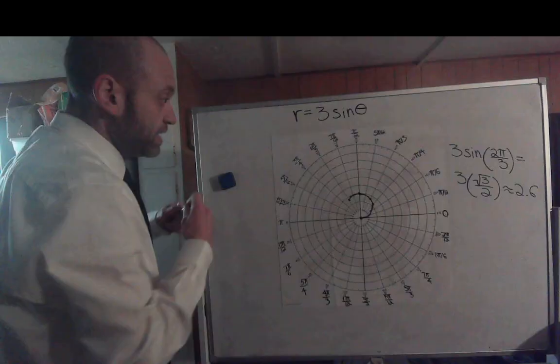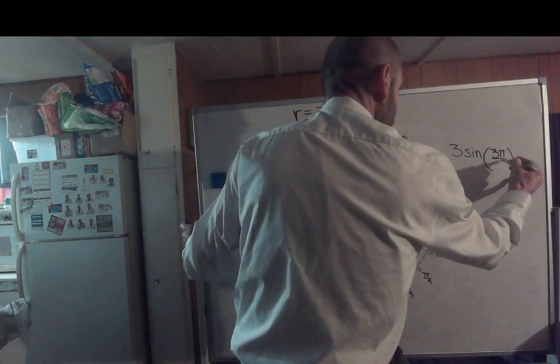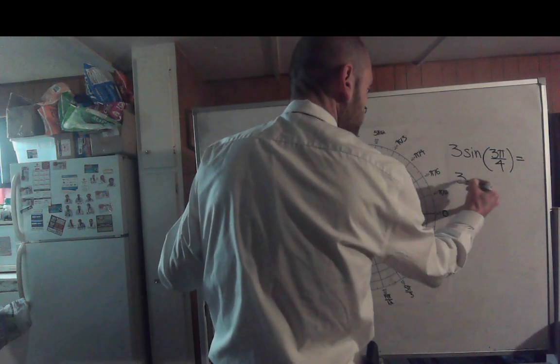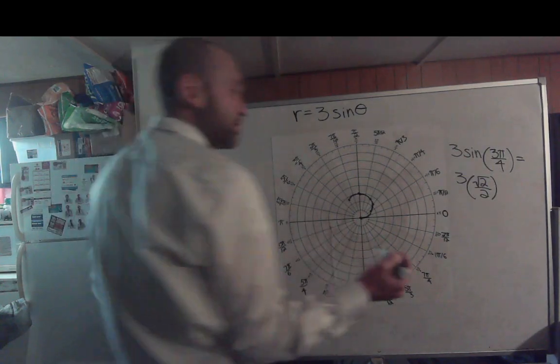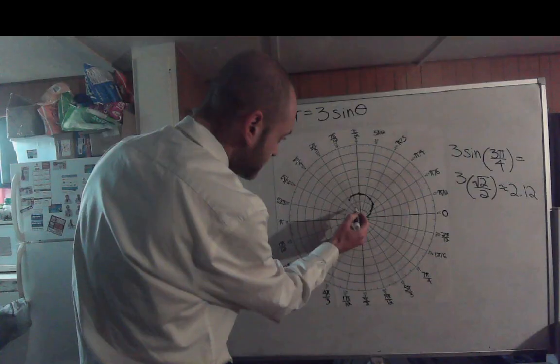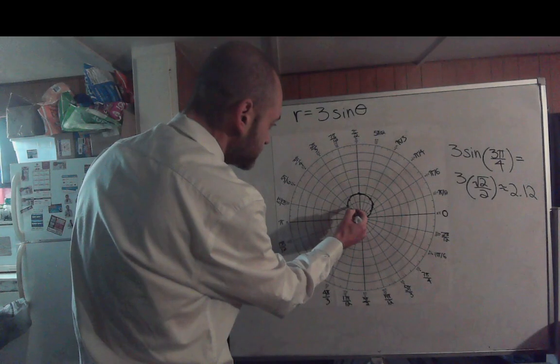Okay, next special angle is 3 pi over 4. So the sine of 3 pi over 4, again, that's positive in the second quadrant. So you would have 3 times the square root of 2 over 2. Well, square root of 2 over 2 times 3, that's approximately equal to 2.12. So that's going to put you down here for 3 pi over 4. Let's connect what we have here.